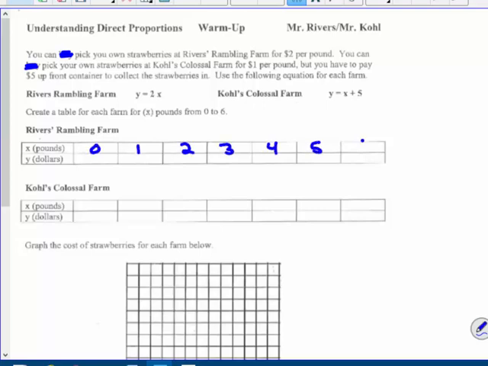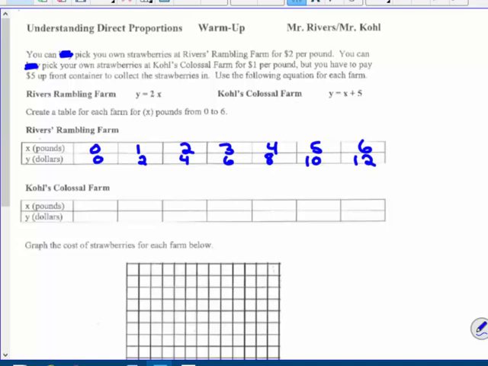So I'm filling in Mr. Rivers first, because his is easy. Y equals 2x. Well, 2 times 0, 0. 2 times 1 would be 2. 2 times 2 would be 4. 2 times 3 would be 6. 2 times 4 would be 8. 2 times 5 would be 10. And 2 times 6 would be 12.